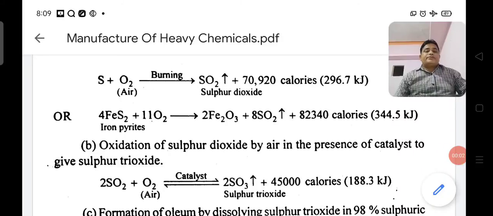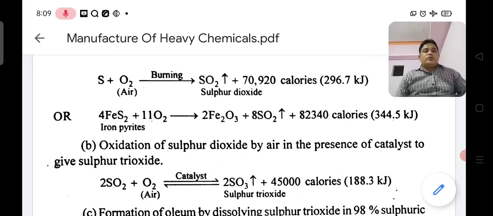Hello friends, during the last lecture we talked about the manufacture of ammonia by the Haber process. After completing that, today we will study the next inorganic heavy chemical, that is sulfuric acid. So in our syllabus the point is manufacture of sulfuric acid by the contact process.